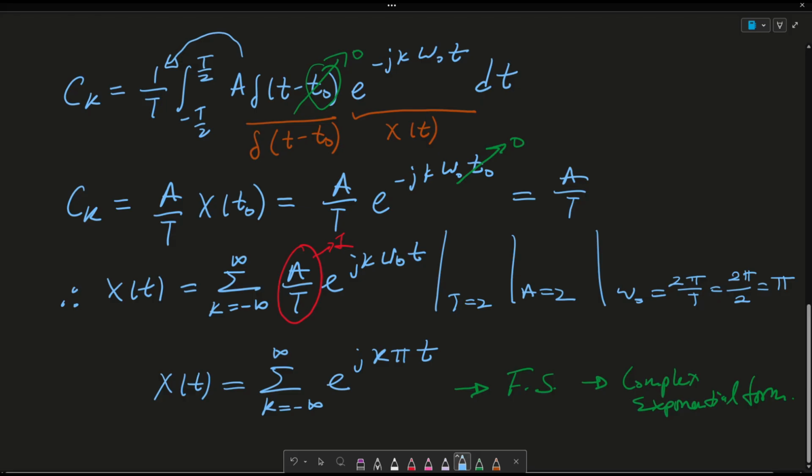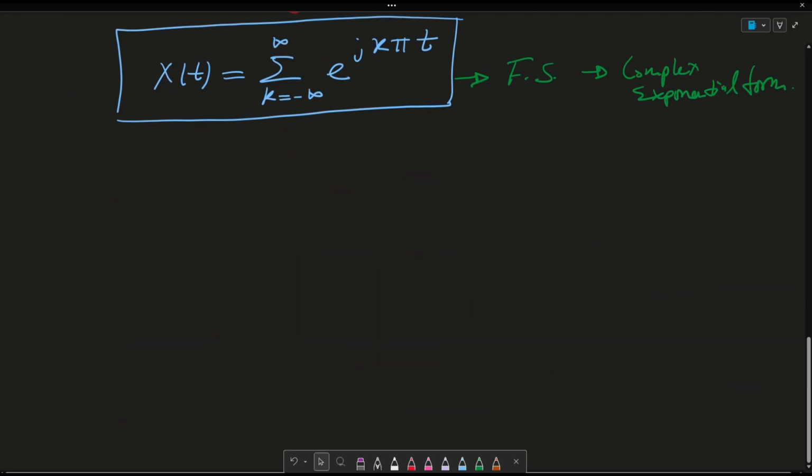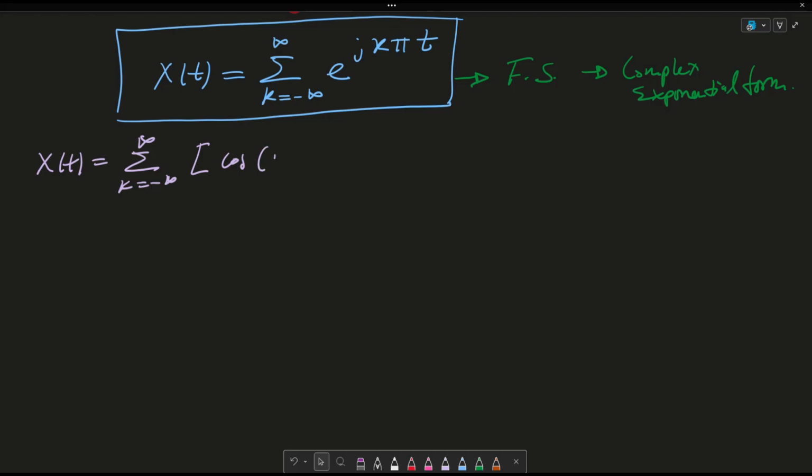All right, so this is our solution. Let's go ahead and box that. So now we want to go ahead and write this in the real form so that we can draw a Desmos graph of it and visualize it in real time. So in order to do that, we want to go ahead and write out x of t using sines and cosines. So this is going to be x of t is equated to the sum as k is equal to negative infinity to infinity of cosine pi kt plus j sine pi kt, close parentheses.